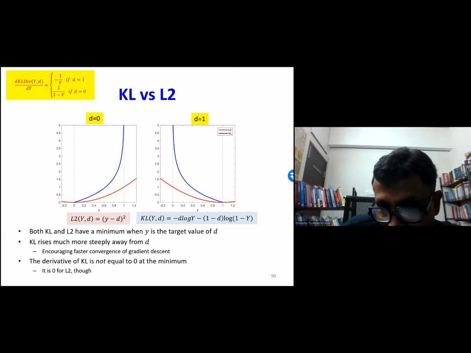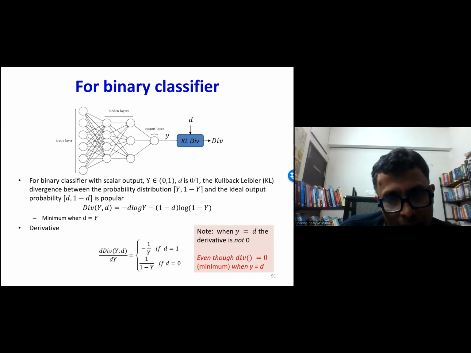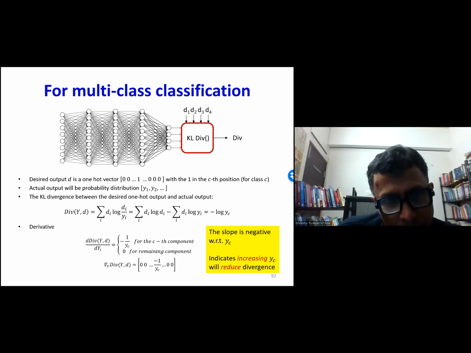What will happen is that the loss will stop decreasing, right? It's not good that it hits 1 for the slope. It's good that it becomes infinity, when infinity is at the other end. The rest is this property. But this has this property, right? So for the binary classifier, when y equals d, the derivative is not zero, even though the divergence is zero. Okay. Yeah, it's because of the loss.